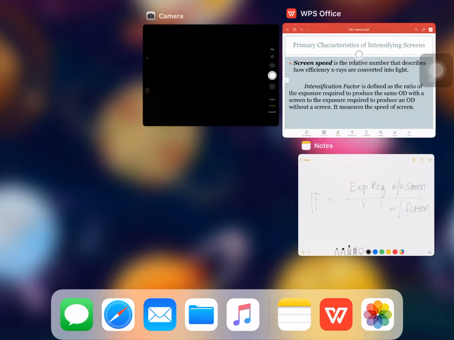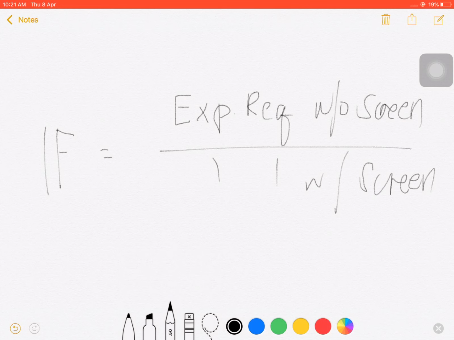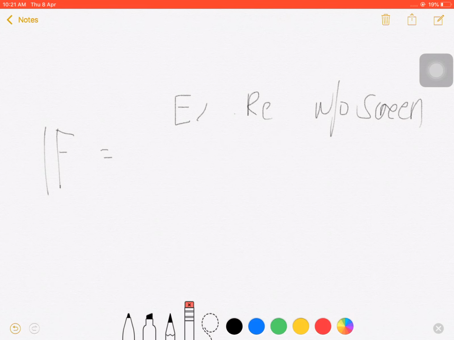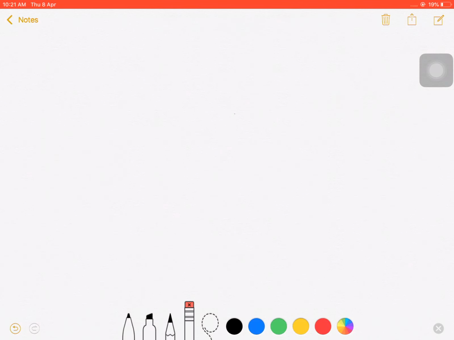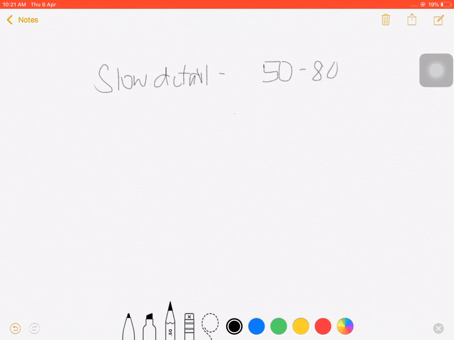Okay, going back to the screen speed, I will give you the values of different types of screen speed. Okay, first we have a slow or detail screen. For slow or detail screen, its intensification factor is 50 to 80. While the par speed screens measured at about 100.